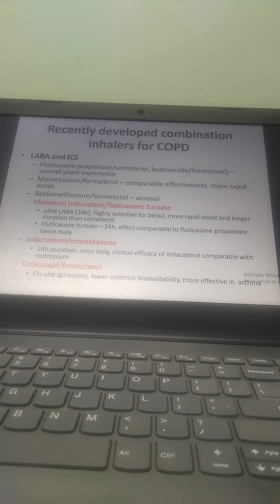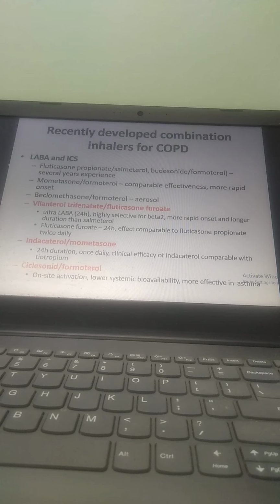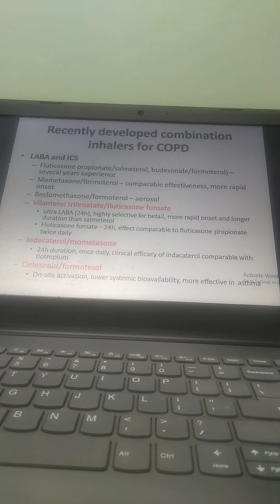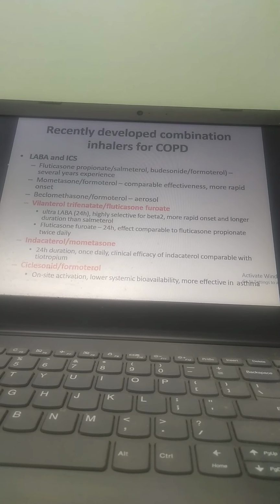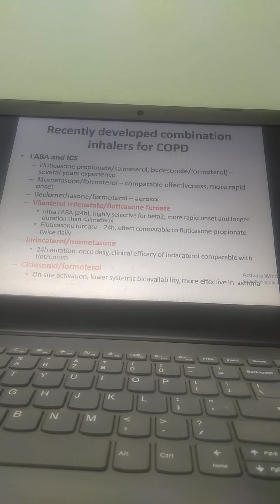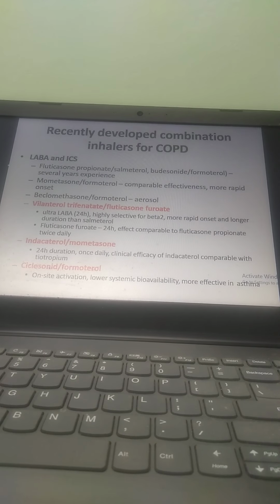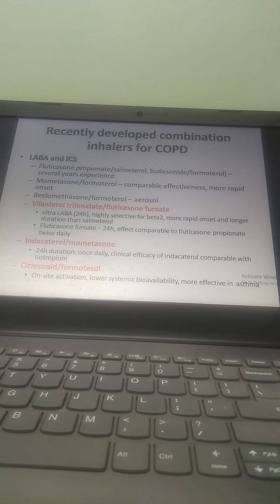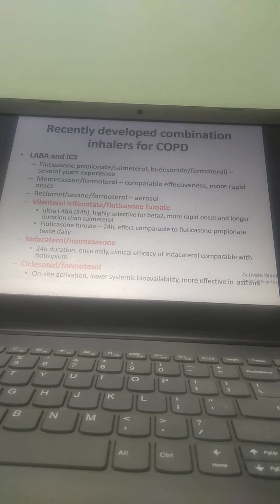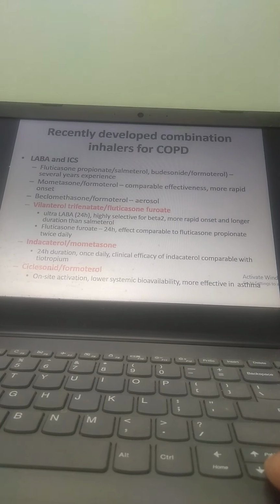Vilanterol triflutate, fluticasone furoate. These are the ultra-LABA, 24 hours, highly selective for beta 2. And then we have fluticasone furoate. It is the vilanterol trifenatate. And then we have indacaterol, mometasone, ciclesonide and formoterol. These are the novel inhalers recently inducted.